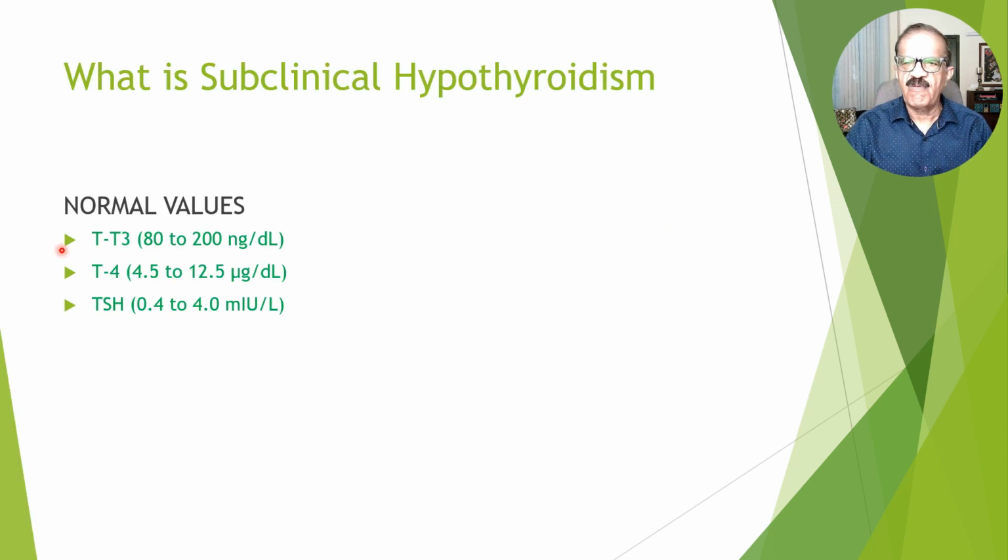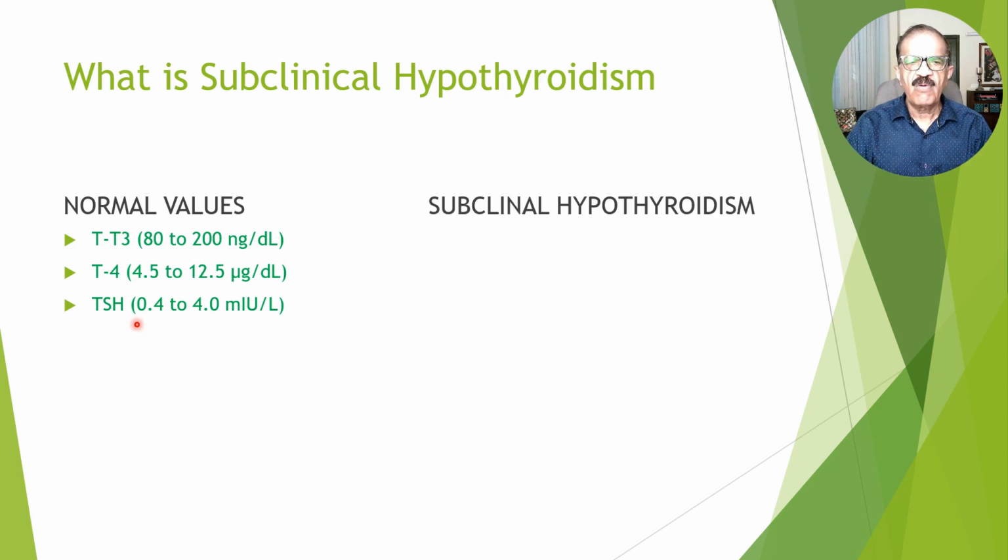These are the normal values. Typically, when we do a thyroid function test, we include these three values: total T3, total T4, and TSH. And on the basis of this, we make a diagnosis if the patient is normal or if the patient has got hypothyroidism or hyperthyroidism. Of course, a further question is if it is primary or secondary, but all these things have been covered in my previous lecture.